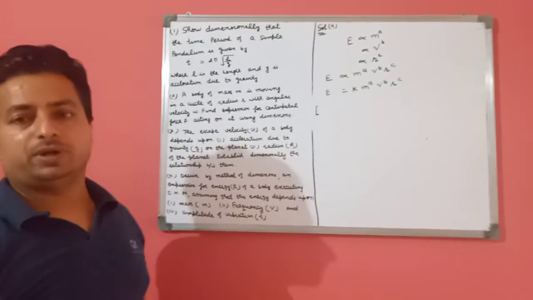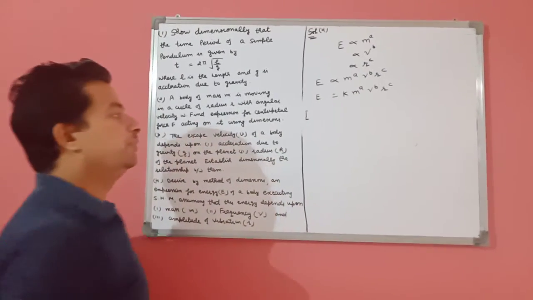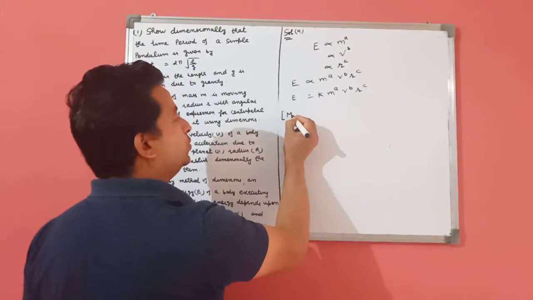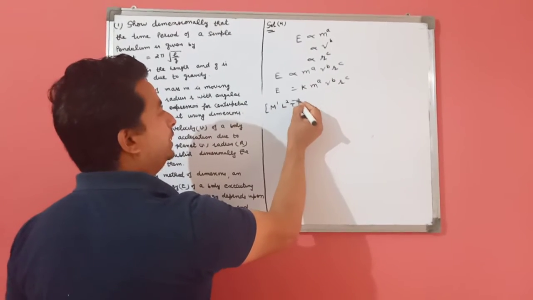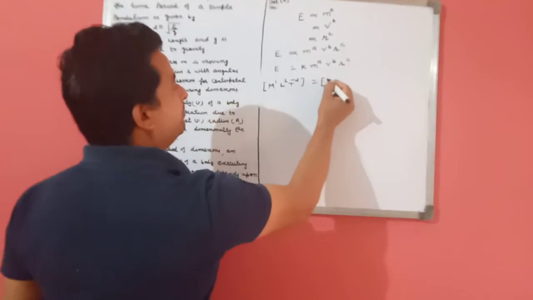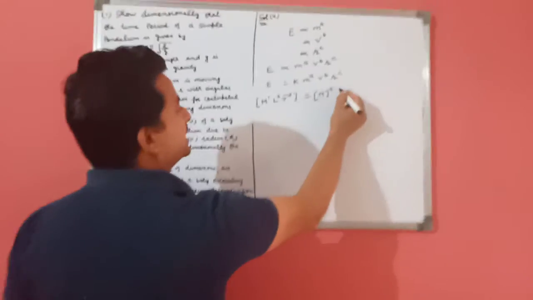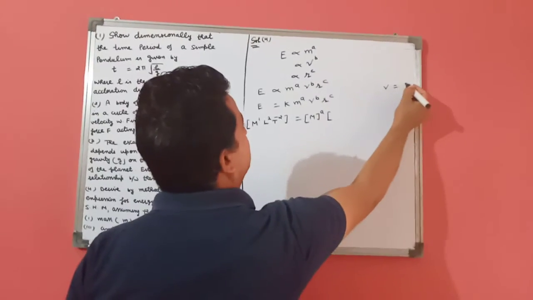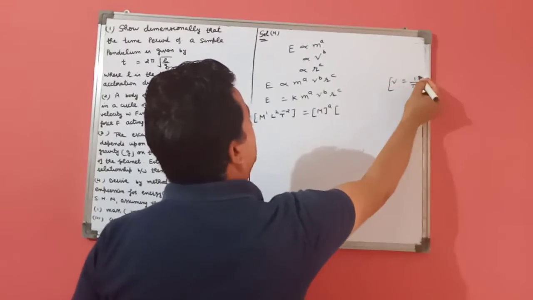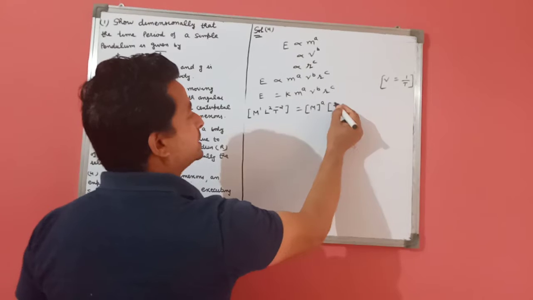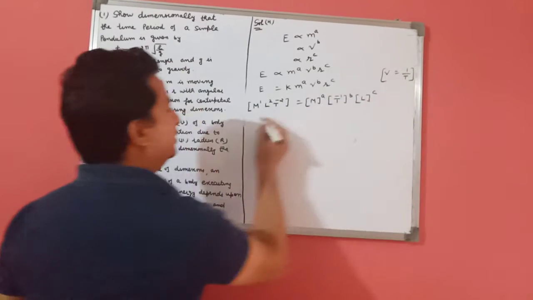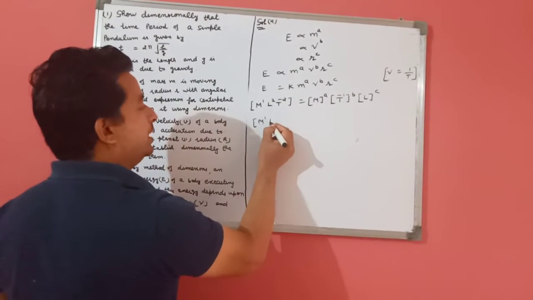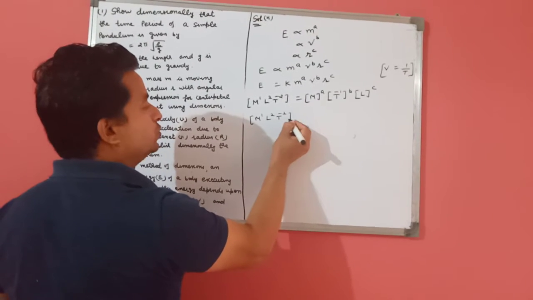The dimensional formula of energy is the same as that of work, that is force times distance: M^1 L^2 T^-2. Mass is M, frequency is the reciprocal of time, so its dimensional formula is T^-1, and radius is L. The left side is M^1 L^2 T^-2.